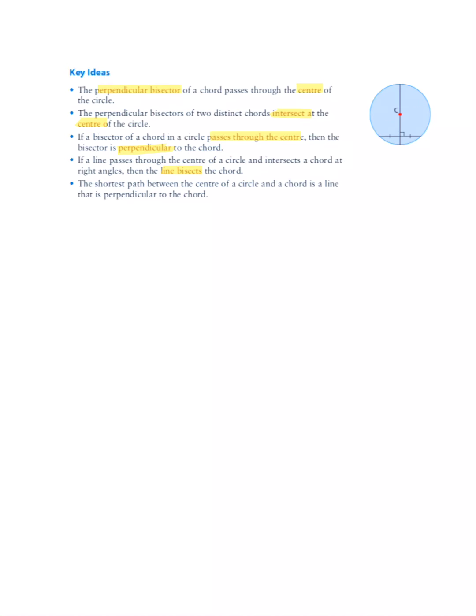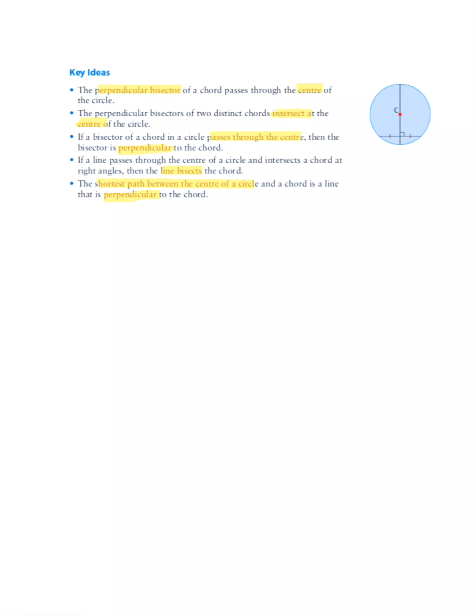And then the last one is the shortest path between the center of the circle and a chord is a line that's perpendicular to that chord, which makes sense, right? If we want to draw the shortest line from the center to the middle of a chord, we're not going to draw some weird line, right? We're just going to go straight down, which would make it perpendicular.